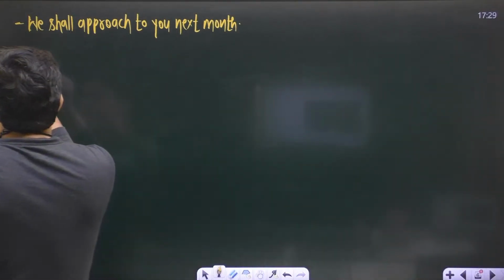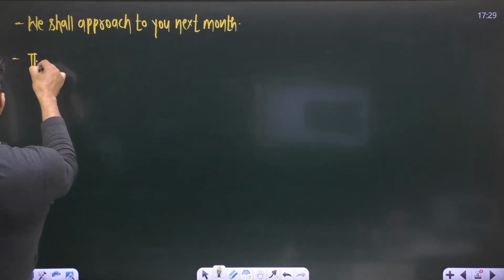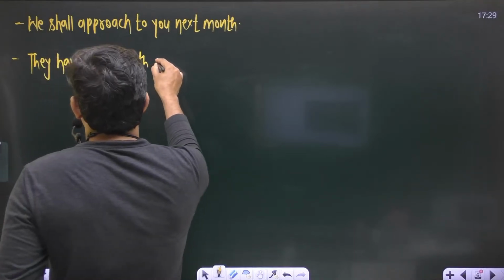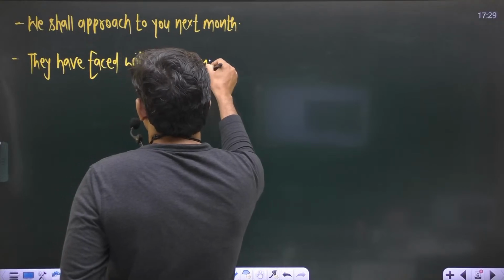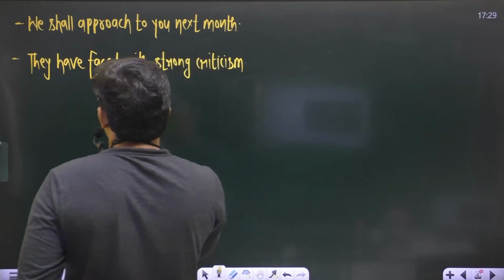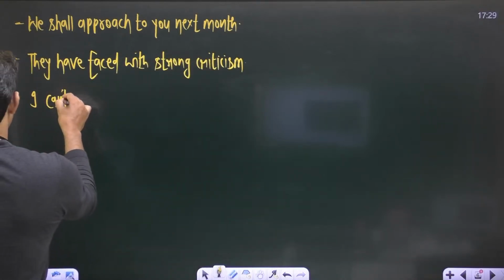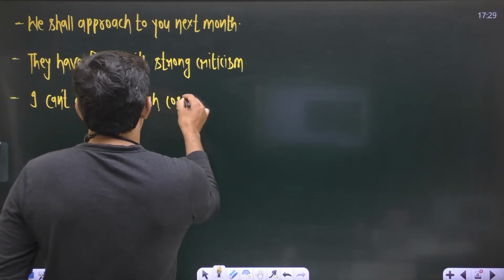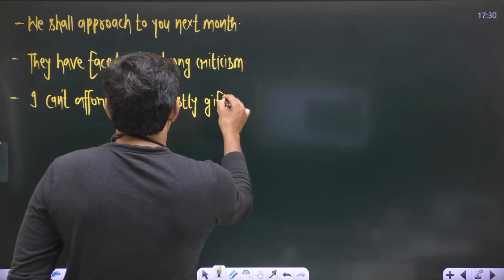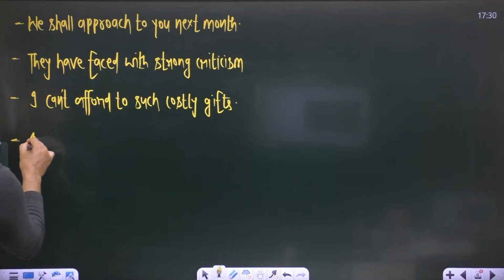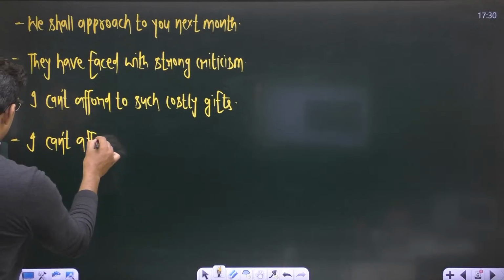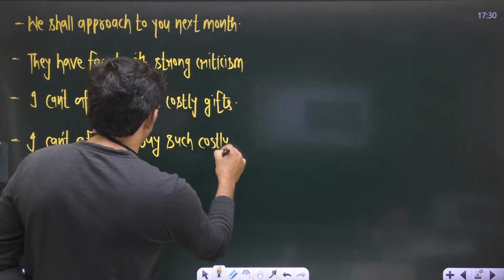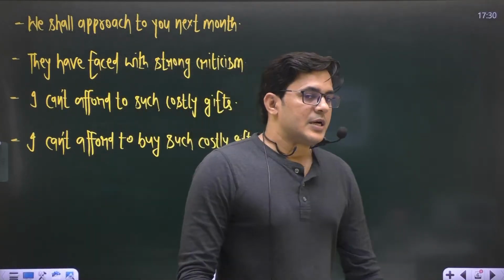And the next sentence is, they have faced with strong criticism. Third sentence is, I can't afford to such costly gifts. And the next one is, I can't afford to buy such costly gifts. Okay, different four sentences you have.